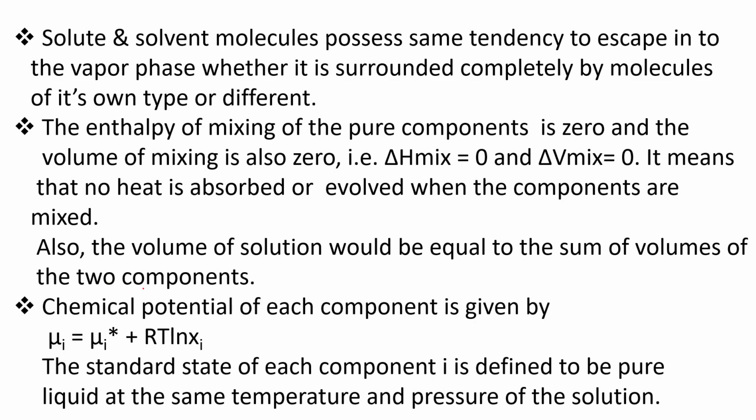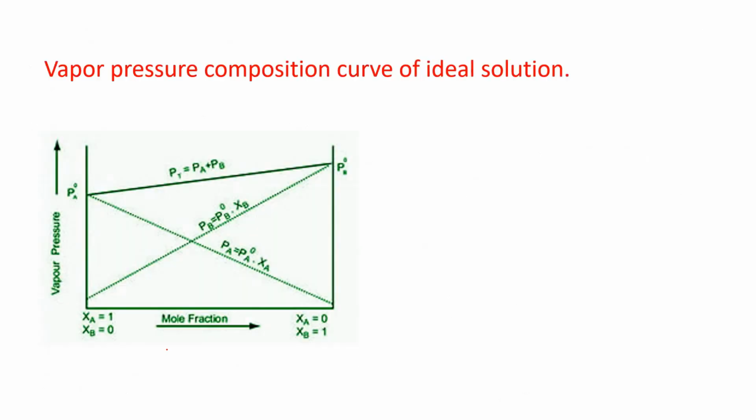Then, the chemical potential of each component of the ideal solution is given by mu i equal to mu i in the standard state plus RT ln xi. And here, as I already told you, the standard state is the pure liquid at the same temperature and pressure as the solution.